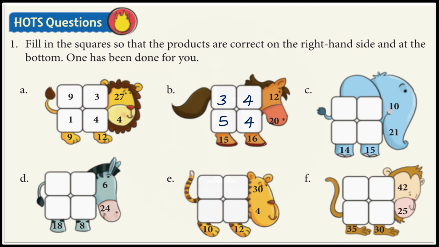Now let us check vertically also. 3 5s are 15 and 4 4s are 16. It's correct now. Now let us move to the next question.